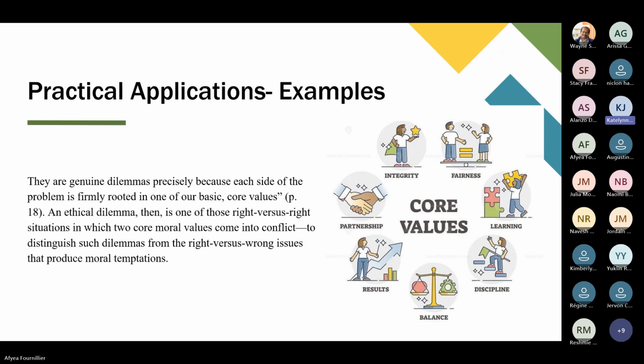So they are genuine dilemmas precisely because each side of the problem is firmly rooted in one of our basic core values. So an ethical dilemma then is one of those right versus right situations in which two core moral values come into conflict, to distinguish such dilemmas from the right versus wrong issues that produce moral temptations. So we have some core values, which we would have learned before: integrity, fairness, learning, discipline, balance, results, partnership. All of these are core values, right?